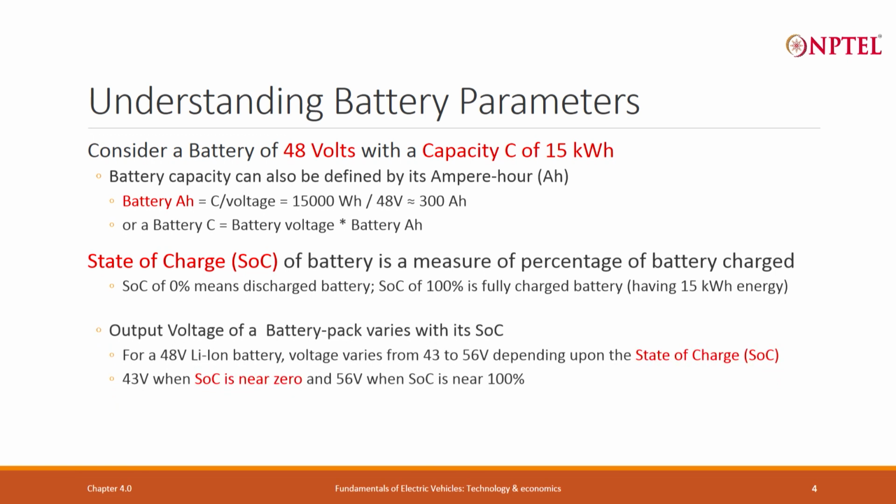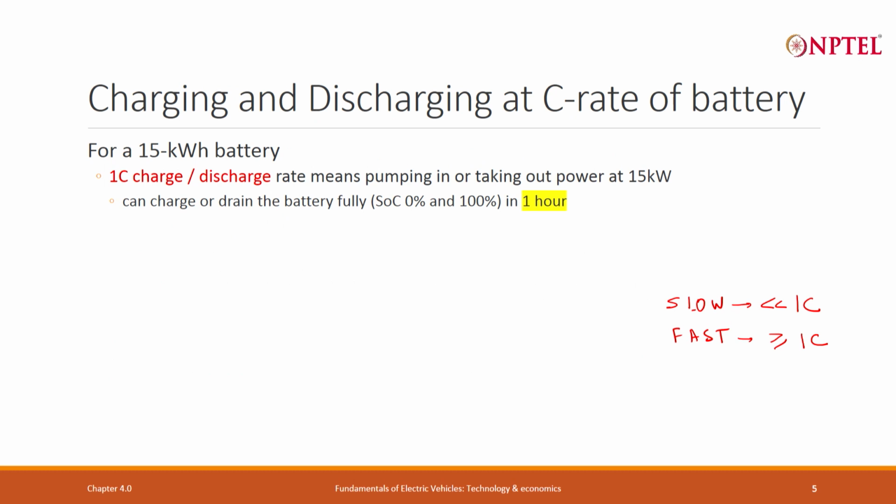So, the output voltage, if I take a 48 volt battery, will vary depending on the state of charge of the battery. It can go down to as low as 43 volt, depends on the way the battery is designed, when it is at 0%, and can go to 55, 56 volt when it is close to 100%. So, this is what we have to be looking at all the time.